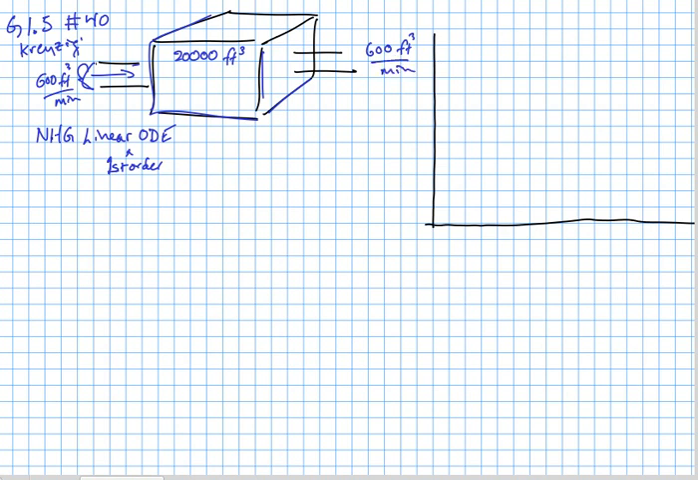And this is fresh, and this is a mixture of fresh and stale. And the idea is you put enough fresh air into there, you're eventually going to get to 100% fresh, which would be 20,000 cubic feet of freshness. That is your horizontal asymptote. Our initial condition is that y of 0 equals 0.